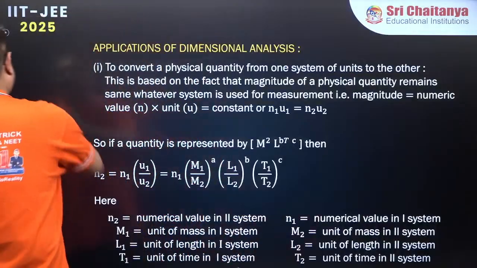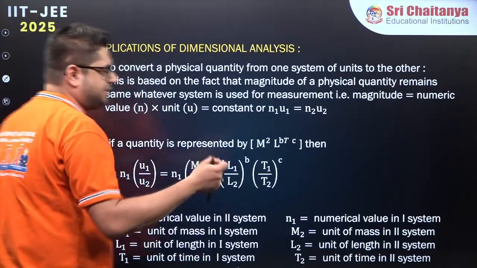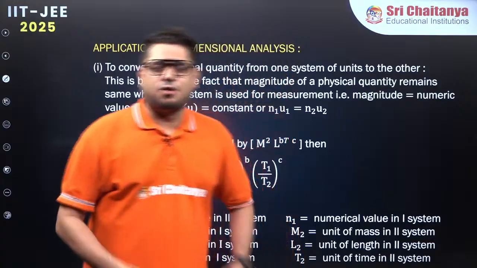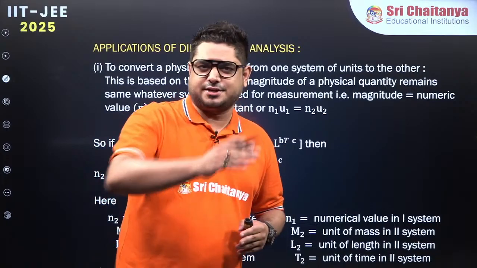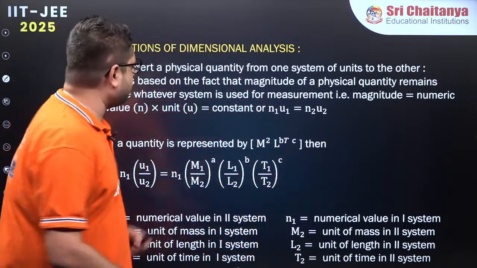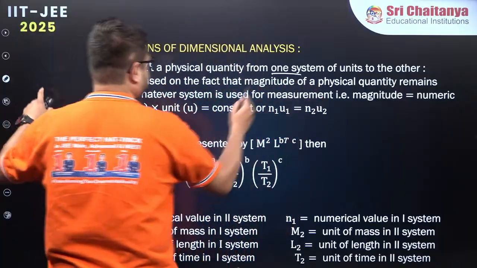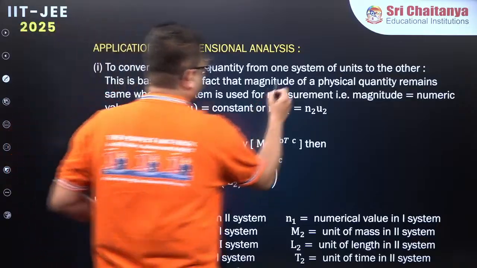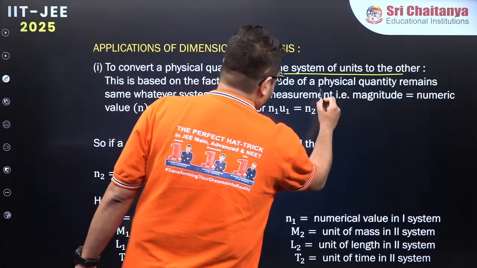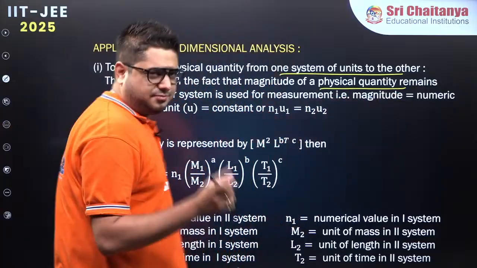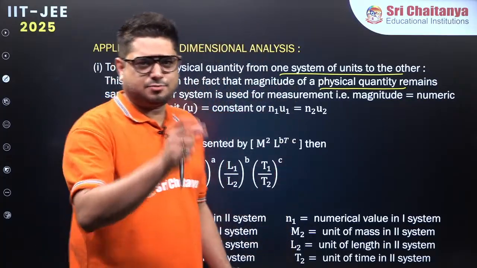As you can see, the application part of dimensional analysis is very important over here to convert a physical quantity from one system to the other. In the previous class, we already discussed the conversion of one system of units to the other, isn't it? So that's what we are trying to continue over here. This is based on the fact that the magnitude of a physical quantity remains the same. That's what we discussed in the previous class. In conversion of one system of units to the other, the magnitude has to remain the same.